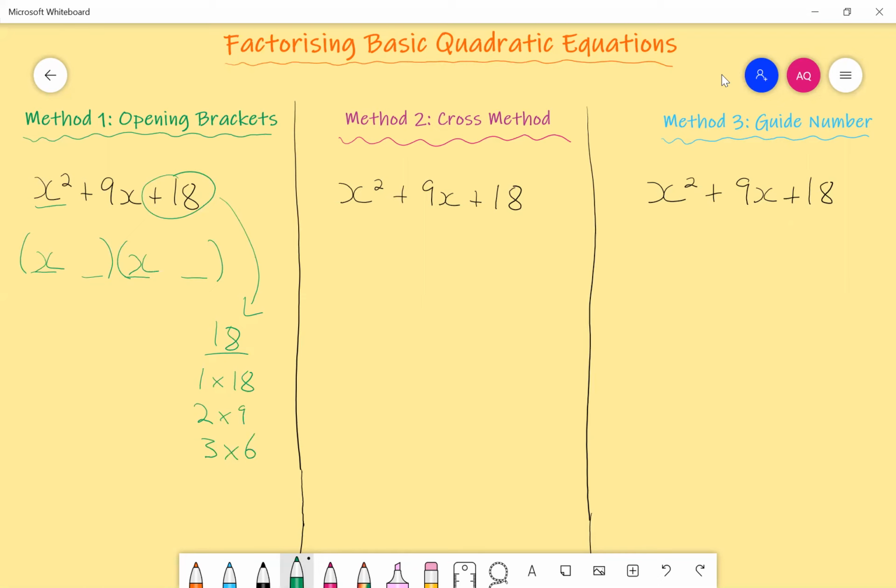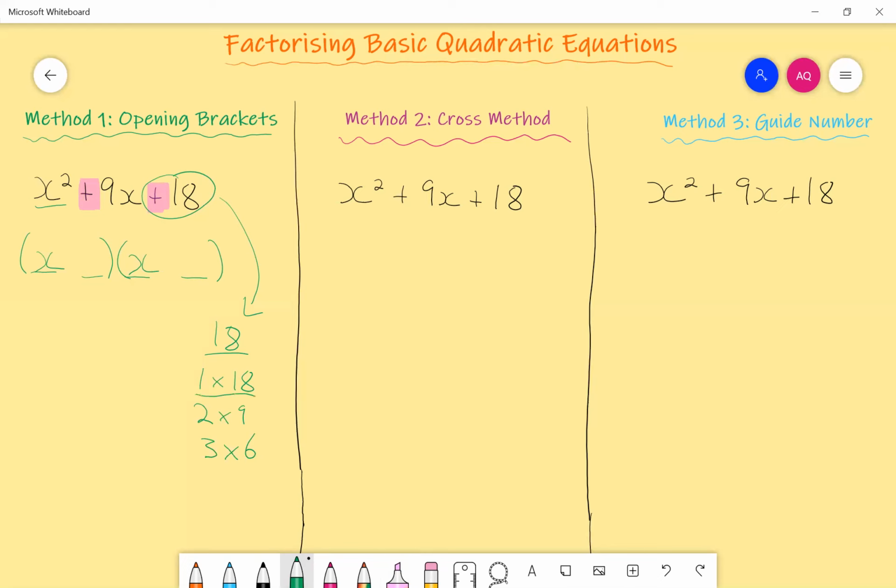The next thing to look at would be the signs, okay? So we have a plus here and also a plus with the 9x, but let's just have a look at the plus 18. Because we have plus 18, the signs we choose are going to have to be the same. So we have to choose either a plus and a plus or a minus and a minus. Now, because we have plus 9x here, the two signs are both actually going to have to be positive.